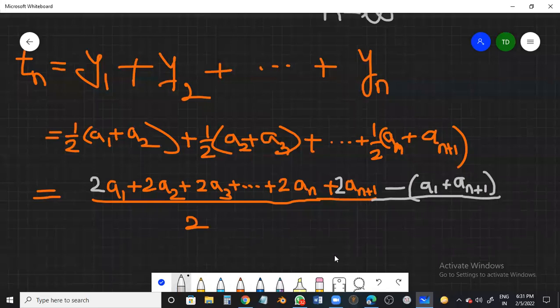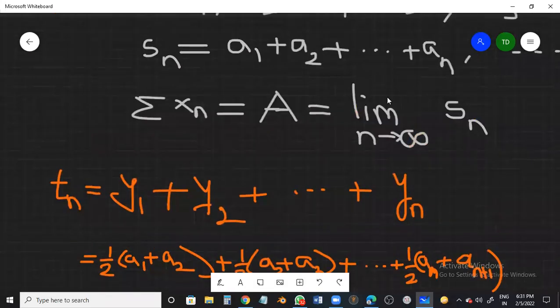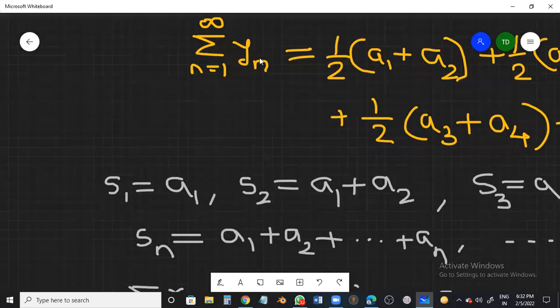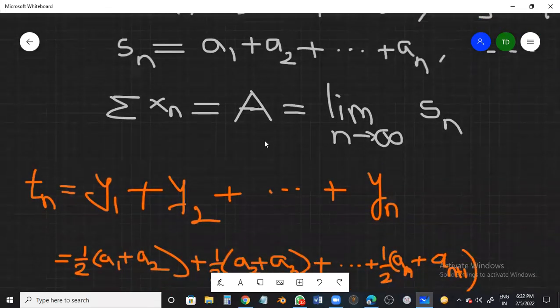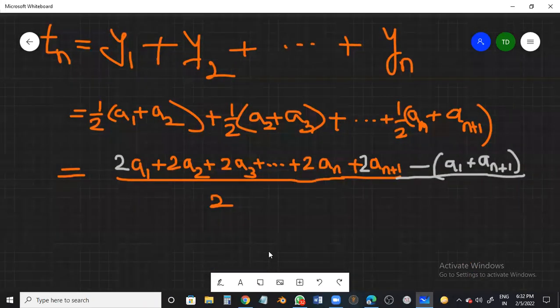All right. Now let me apply the limit to this, because the limiting value of Sn gives you the summation xn. So if I take the limit of Tn, that will give me summation yn. Is that correct? When we take a sum of a series, we take the sum of the first n terms and see what limit comes as n tends to infinity. Now let us see what the value of this limit will be.